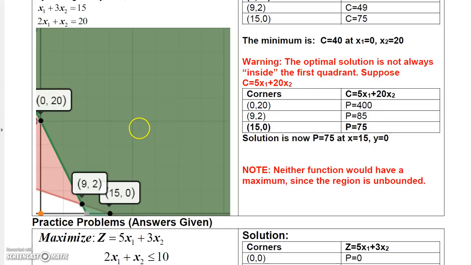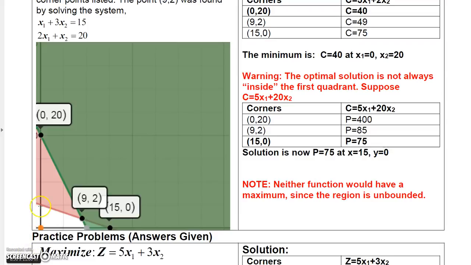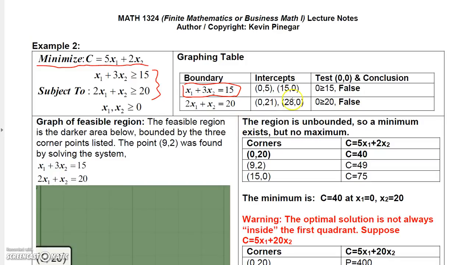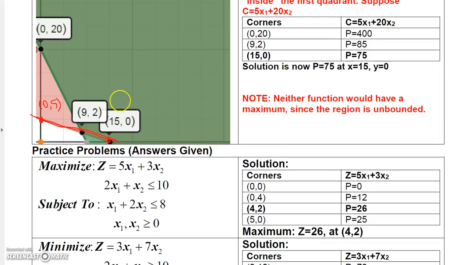So to graph that, I would plot this point here, which is the point 0, 5, and then 15, 0 would be right here. Then I would draw a line through those 2 points, and then I would test the origin, which is right here. When I test the origin, I get a false statement. So that means I have to shade everything above this line.